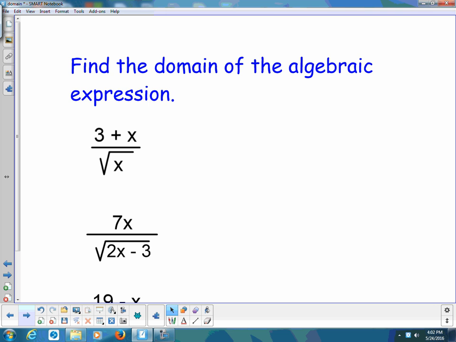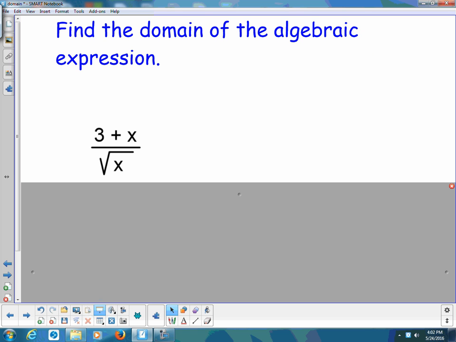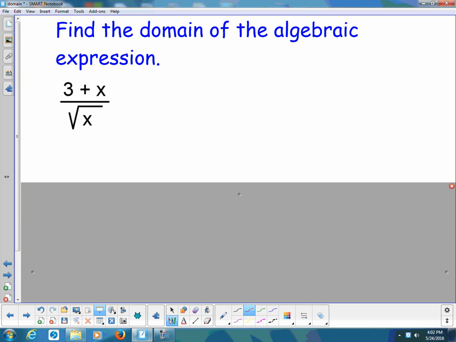All right, so let's take a look at these examples. Find the domain for each expression. For this first one, the expression is 3 plus x over the square root of x. In this case, we have two things to contend with. First, we see a square root, and we know that whatever's under the square root has to be greater than or equal to 0. So you might say, okay, x has to be greater than or equal to 0. But wait, that square root is in the denominator, which means you can't have it equal to 0.